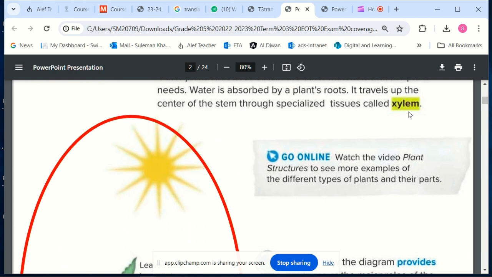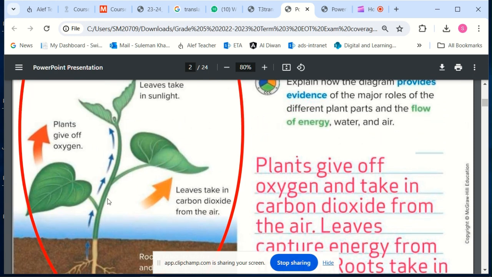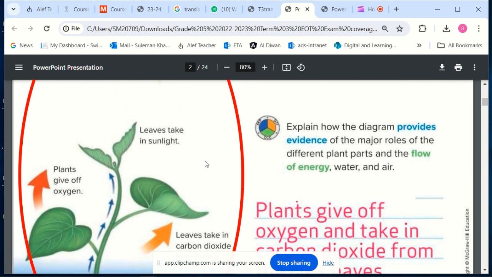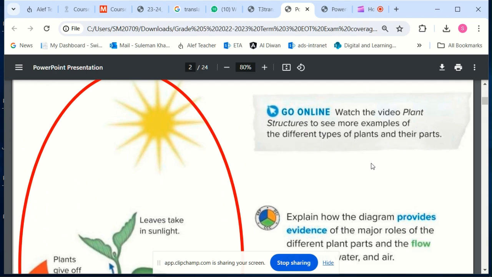Xylem. هذا tube that carries ماء from the roots to the leaves. So here هذا roots. هنا in the stem you will find xylem to carry ماء up to the leaf. بعد the leaf, the ماء will leave out from the leaves to the هواء by evaporation, بخور. So the xylem carry the ماء up.